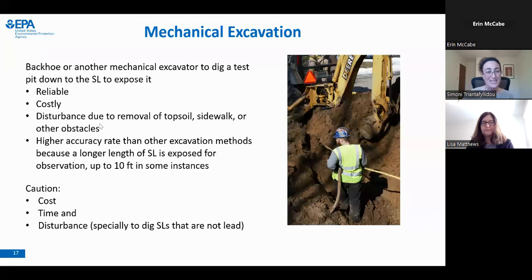Sorry about that. Moving to mechanical excavation. This is really the gold standard here. It's the most expensive, the most disturbing approach, but is also the most reliable and the one that offers the highest accuracy rate relative to other excavation methods, because a longer length of the service line is exposed. It might be up to 10 feet in some instances. The concern with this approach is the cost and the time and the disturbance, especially in cases where service lines are dug up that are actually not lead and they have to be reburied.